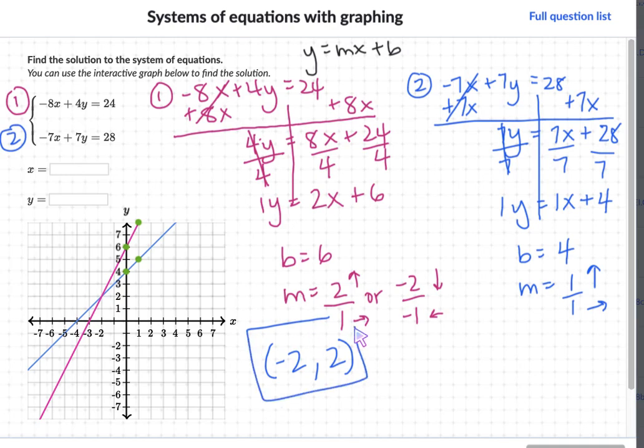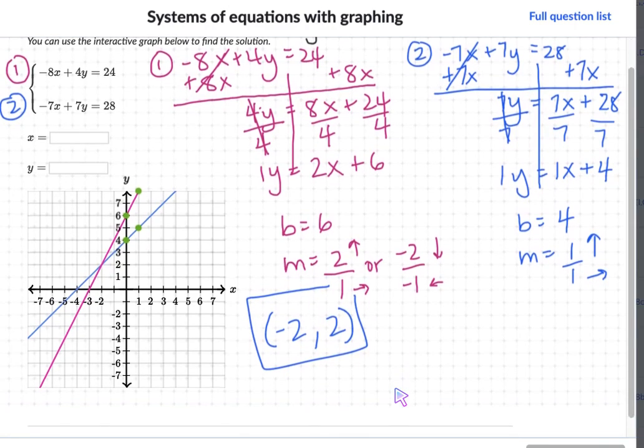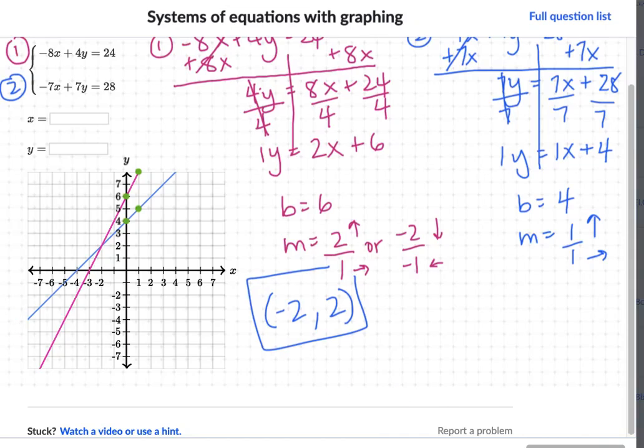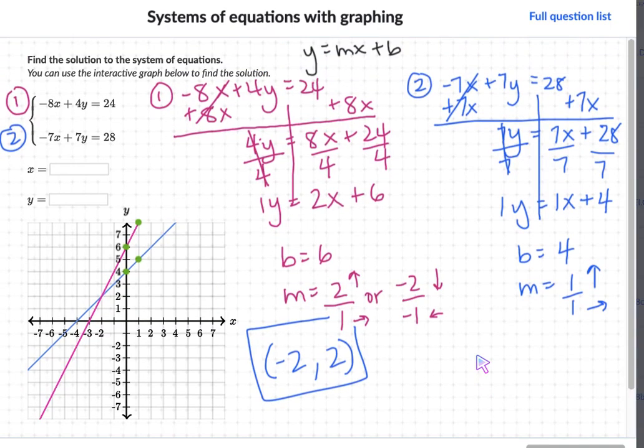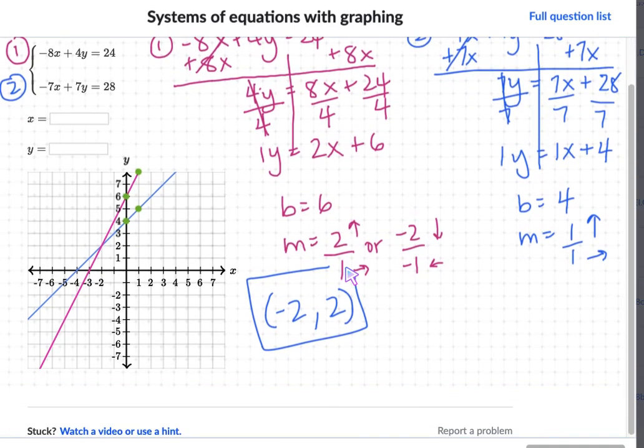Now, you should know by now that we're not going to just say that's the answer, right? We should probably check it, because if you did all this work and then you made a silly error, that would be a shame, right? So let's check our work before we hit submit. -8, I'm looking at the first equation, times x. X is -2, plus 4 times y, 2, should equal to 24.